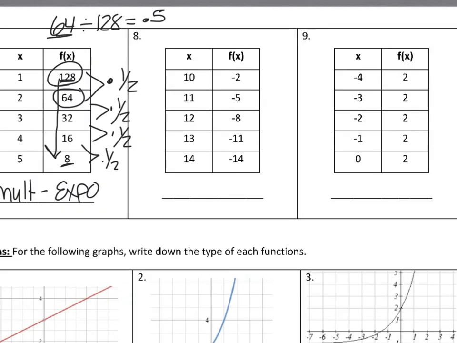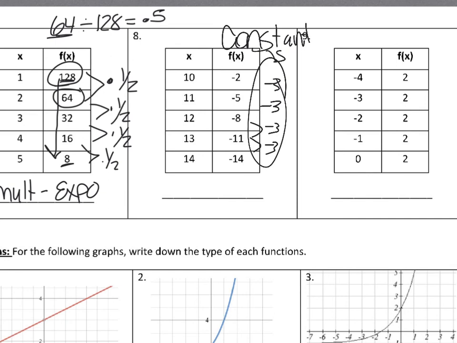Over here, -3, -3, -3, -11 minus 3 is -14. So this is a constant first difference. Constant first difference. So it's linear.